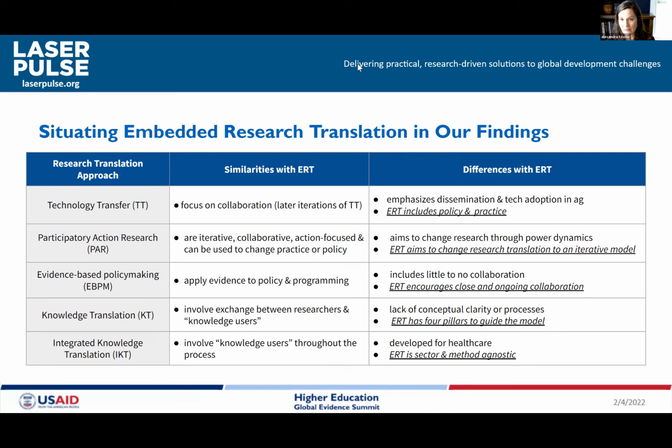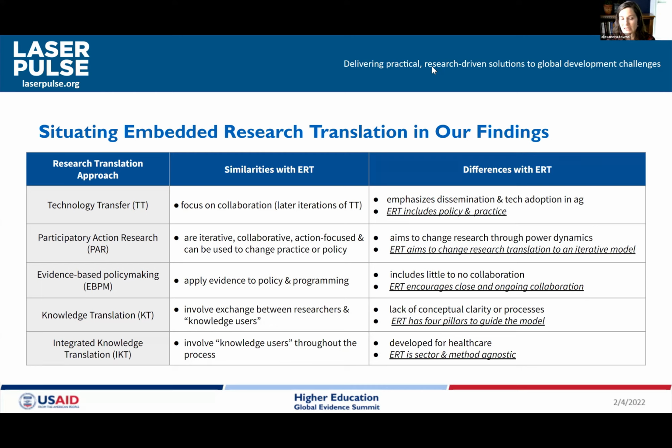In terms of EBPM, which is the model that most of you said you were most familiar with, it really includes little to no collaboration, because as Laura has mentioned, you don't want those practitioners and those researchers or policymakers working that closely together, because there is the possibility to introduce bias or to have policymakers intentionally or not intentionally influence the course of the research. Where in ERT, it's something that we really encourage, that deep, close and ongoing collaboration from the very beginning.